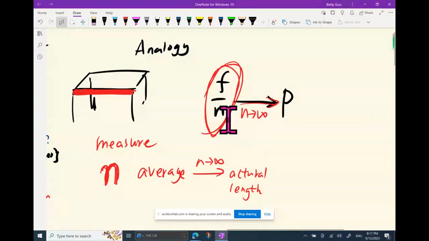Because in an empirical model, there's no way we can find the actual value of the probability. We can only estimate. How do we estimate? We use F over N to estimate. And how do we make it as accurate as possible? We want the biggest sample. When the sample size is bigger, the estimate is more accurate.